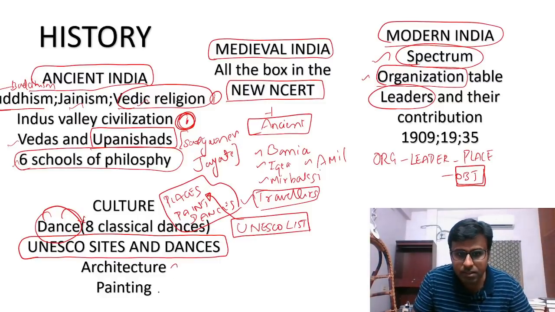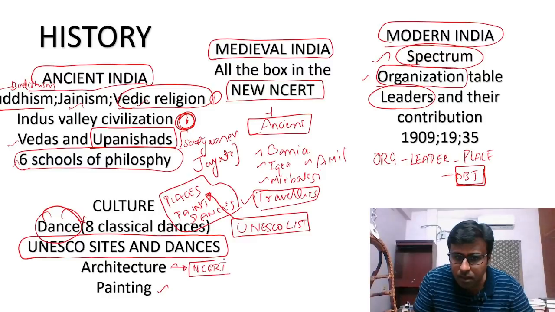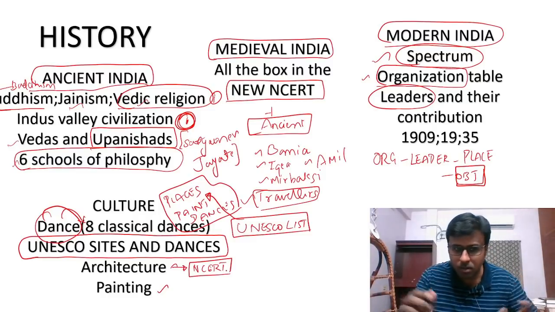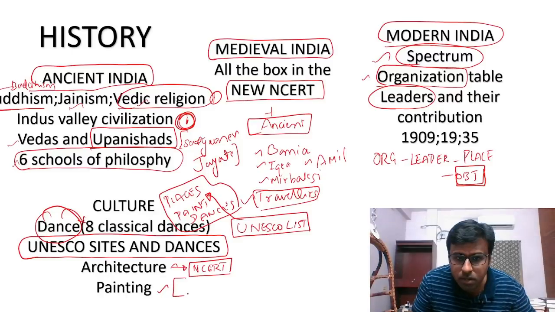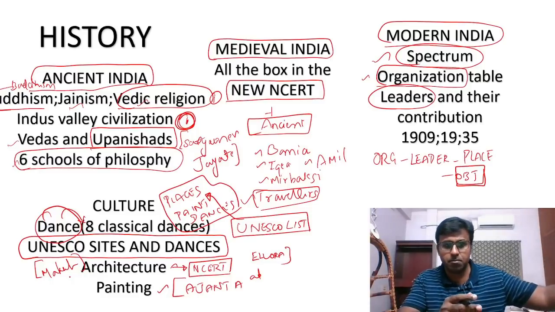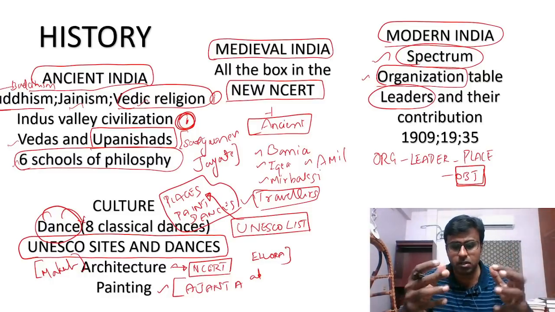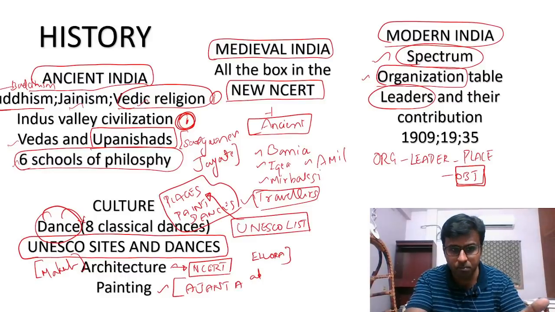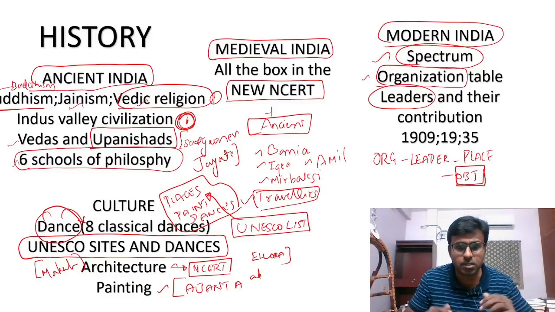And again, architecture and painting. What are all the architecture which have been there? If you have read NCERT, it is enough. And if you have read Nitin Singhania also, it is enough. In painting, please look into the difference between Ajanta and Ellora. In architecture, please look into Mamallapuram, that is Mahabalipuram, and Kailasnath temple. Two things which are in current affairs now: Kailasnath temple, Mahabalipuram, and Ajanta Ellora.